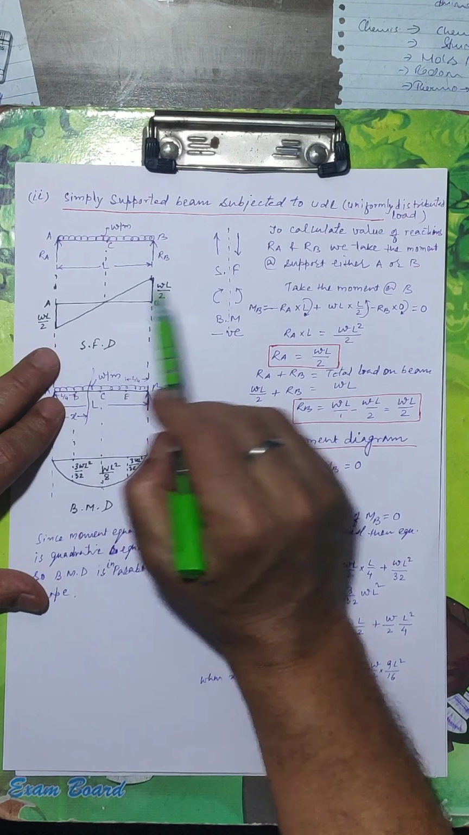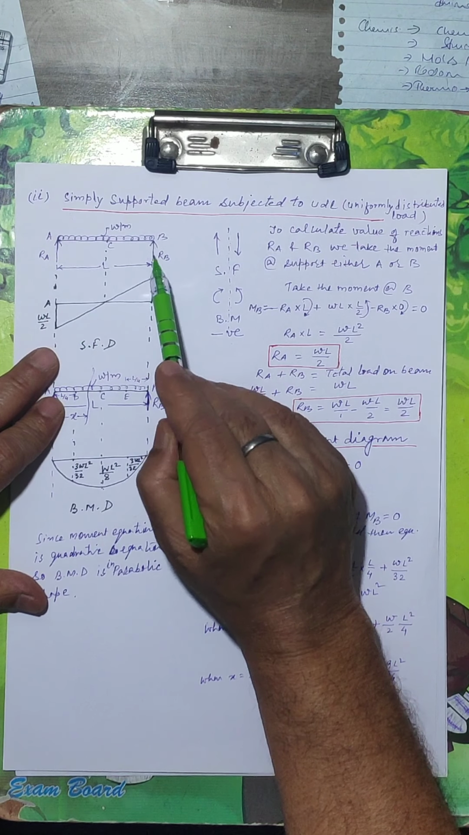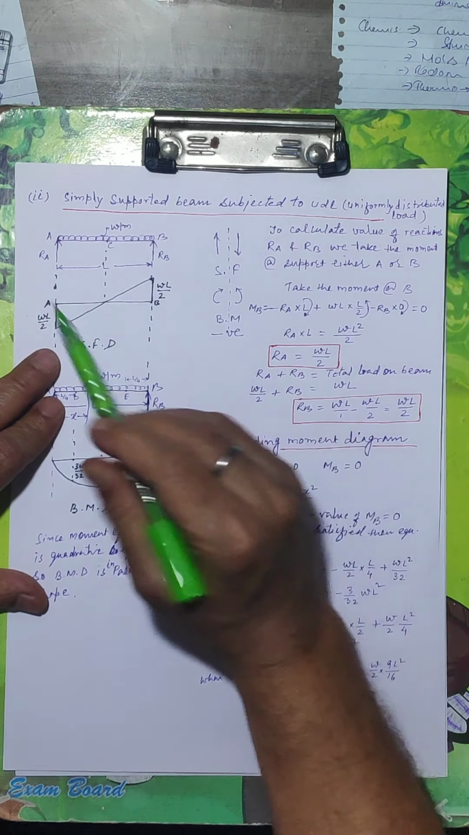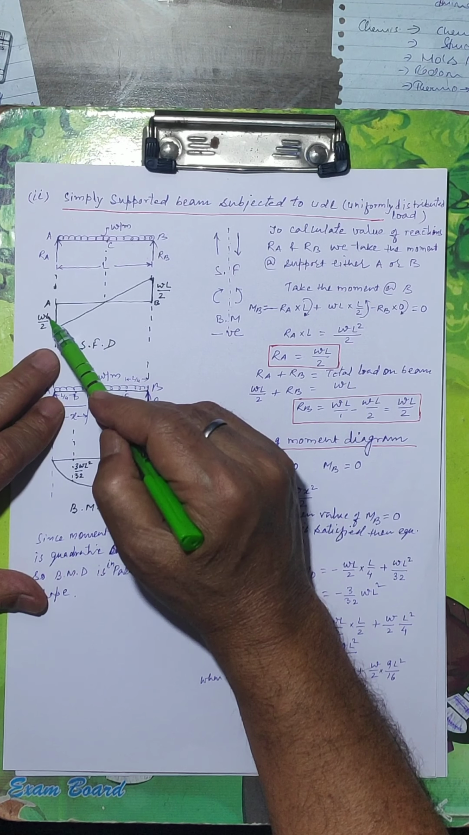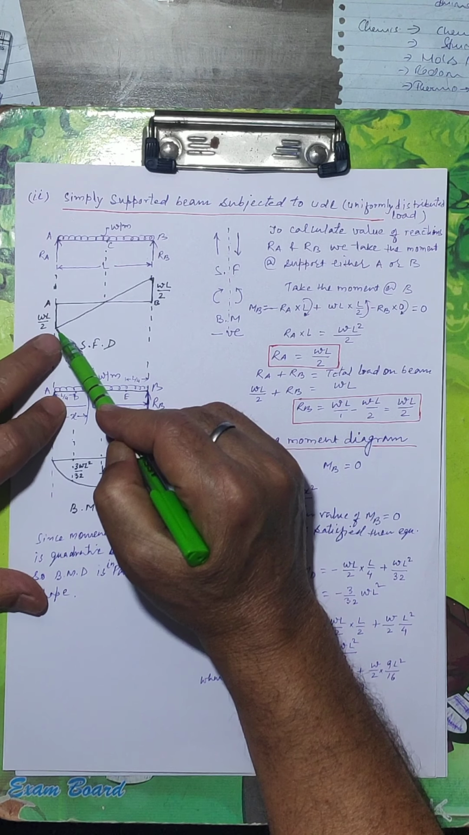RA is upward. If the shear force is upward, the left side of the section would be taken as negative. What is the value of RA? WL by 2. We come down by WL by 2.